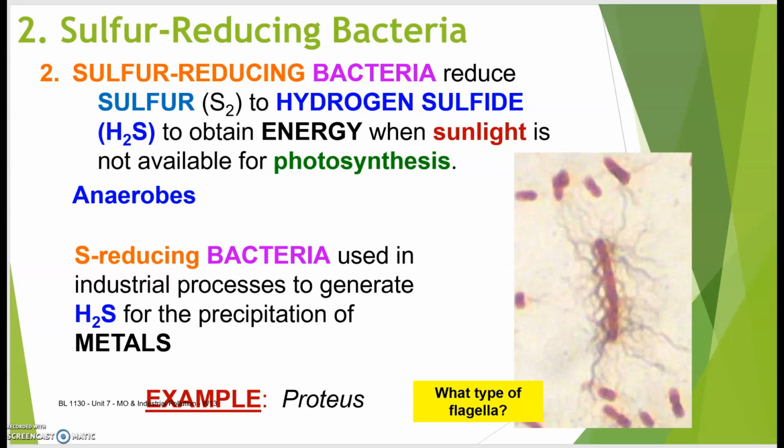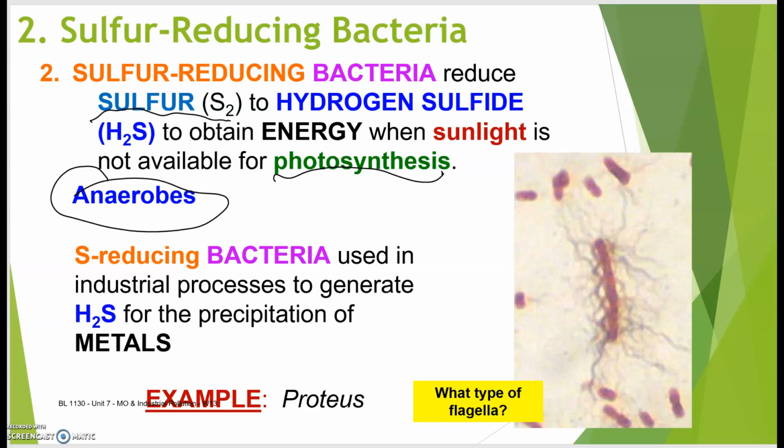Now, the next group are going to be our sulfur-reducing bacteria. What these bacteria are going to do is, again, they're going to be anaerobic, so they'll be operating without oxygen, and when they don't have sunlight available for photosynthetic reactions, what they'll do is they'll take that solid sulfur that we'll find in the soil, in the rocks, and they'll turn that sulfur into hydrogen sulfide, and when they do that, they'll get a certain amount of energy. So instead of photosynthesizing to get energy, they can reduce sulfur in order to get energy.